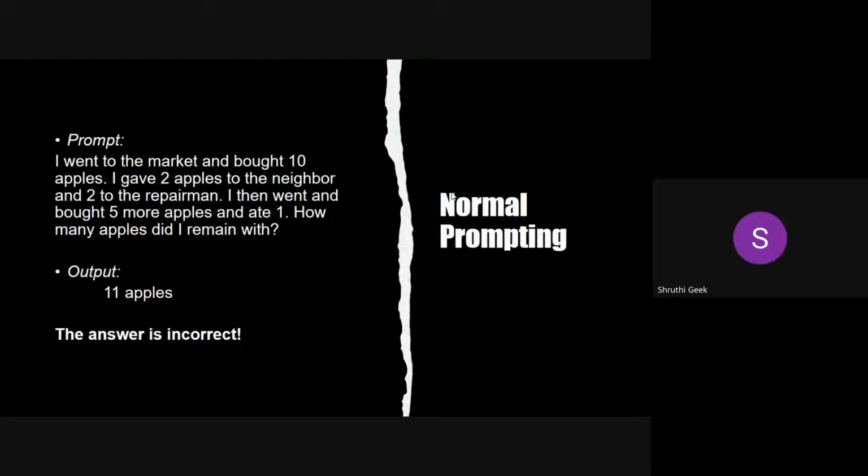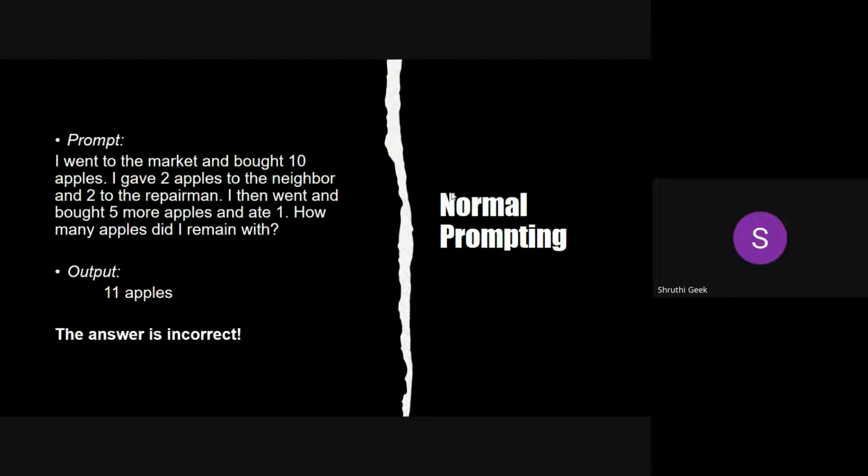So here is another example. I went to the market and bought 10 apples. I gave 2 apples to the neighbor and 2 to the repairman. I then went and bought 5 more apples and ate one. How many apples did I remain with? And the simple answer it gives is 11. But as you can see with basic mental math that we can do here, it is not 11, right?